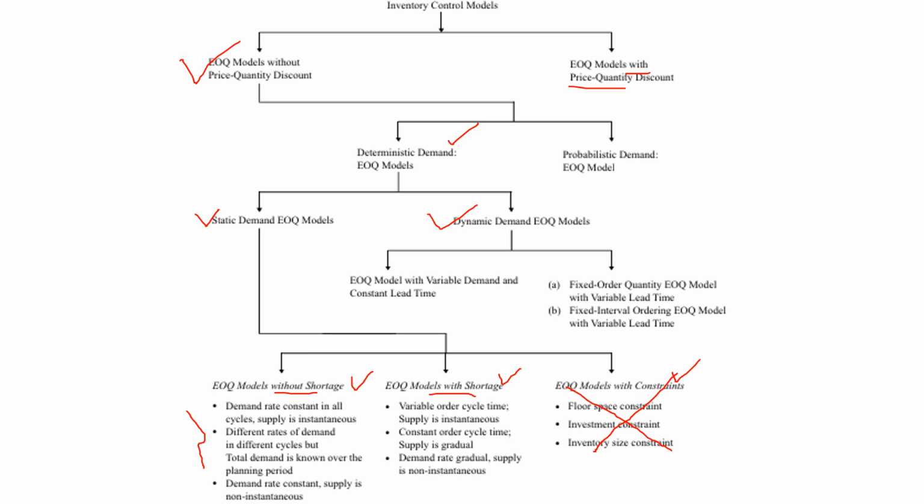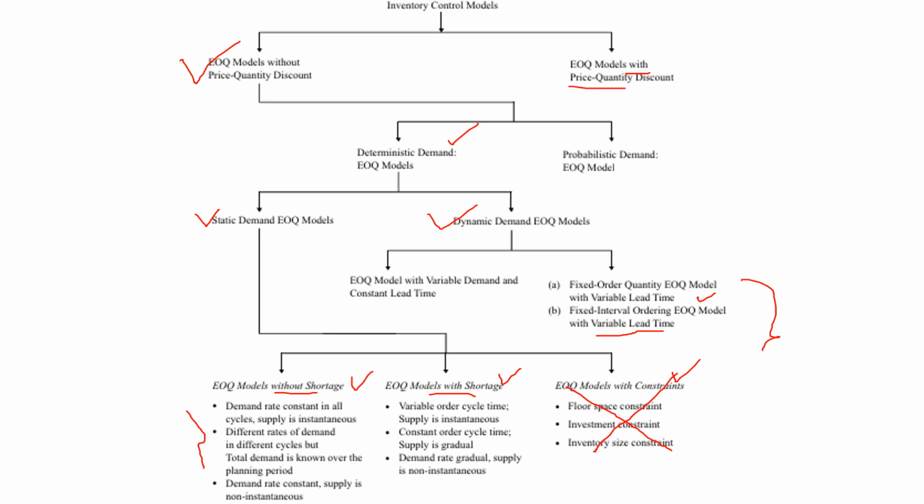Similarly, the dynamic deterministic demand EOQ models are also subclassified into two types: the EOQ model with variable demand and constant lead time, and the fixed order quantity EOQ model with variable lead time, which is also subclassified as the fixed interval ordering EOQ model with variable lead time. These two also have to be discussed in the coming lectures.